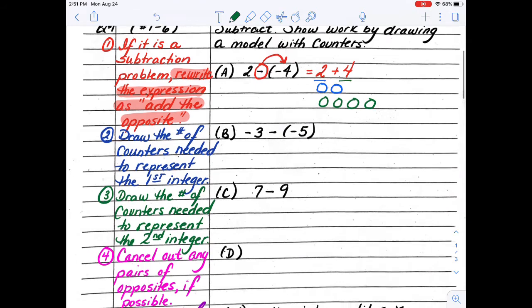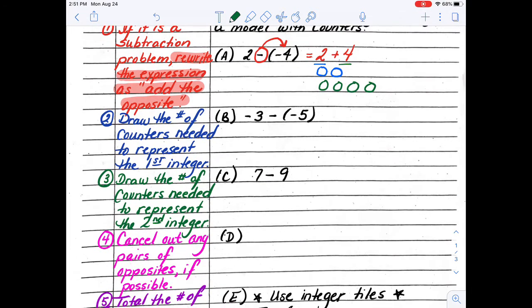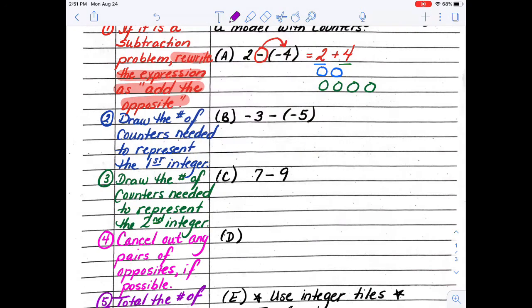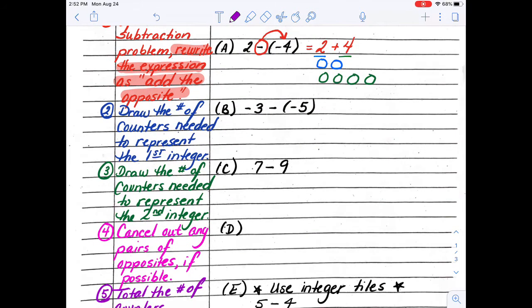Now canceling out any pairs of opposites or additive inverse, which I don't have any opposites, they're all positive, which means I'm now going to go ahead and just total up how many I have left. I have all positives, and I now have 1, 2, 3, 4, 5, 6 positive counters. So my answer is positive 6.